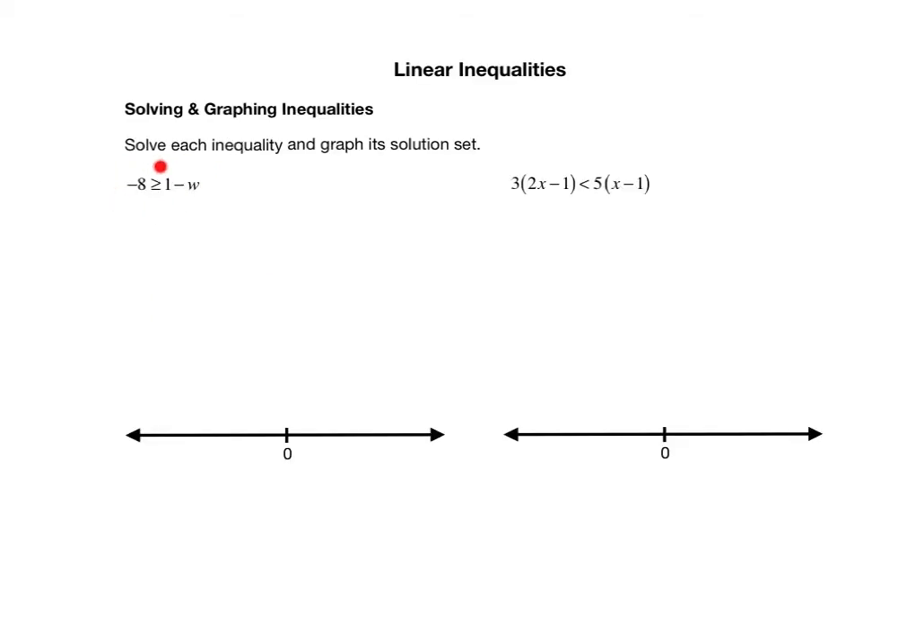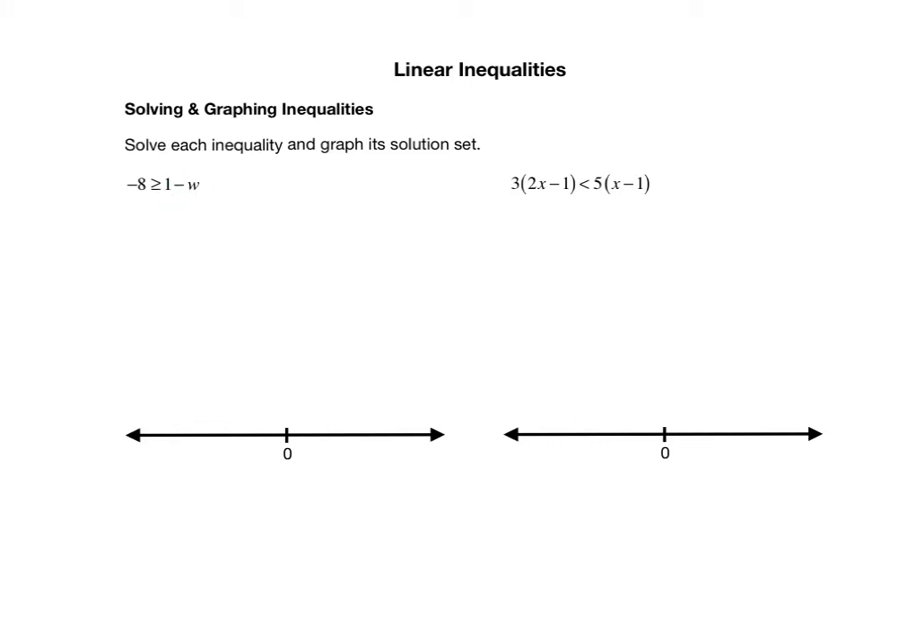Here we've got two inequalities that we want to solve, and then we also want to graph their solution sets. And notice, for example, when you look at this, we're going to need to use the distributive property. So all the stuff you learned about solving linear equations also applies to solving linear inequalities. But let's start with this left-hand one. So we want to isolate w. First, we need to subtract 1 from both sides.